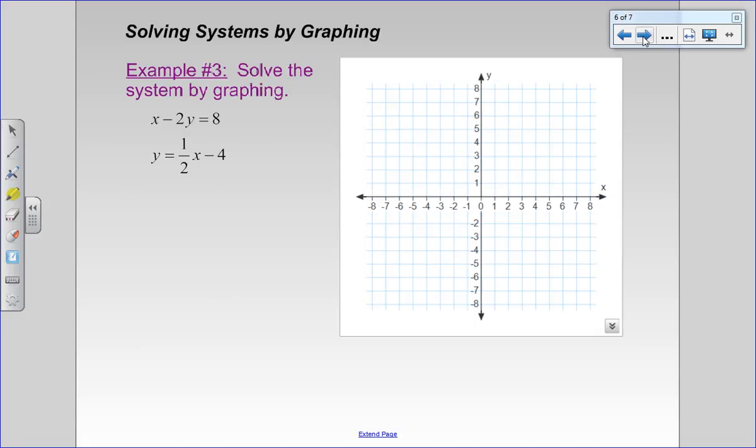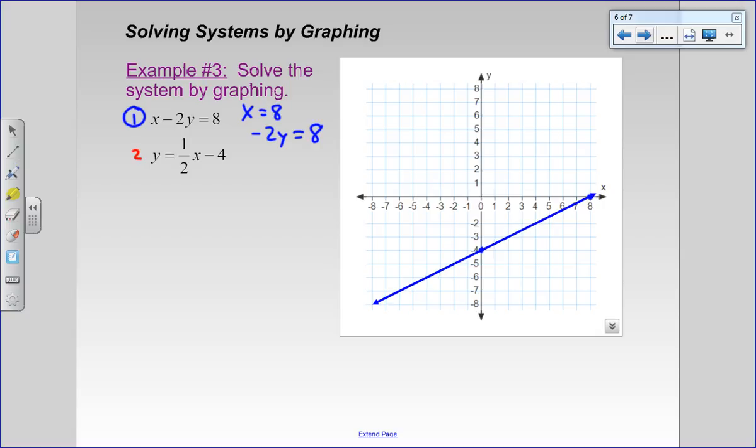Finally, the third possibility is illustrated by this last example. Our first equation in the system, which again we'll graph in blue, is x minus 2y equals 8. Clearly, if we let y equal 0, the x-intercept would be the point (8, 0) for this equation. And if we let x equal 0, we have negative 2y equals 8, or y equals -4. So our y-intercept is the point (0, -4). And we can connect these two points, and we will see the graph of this first line.